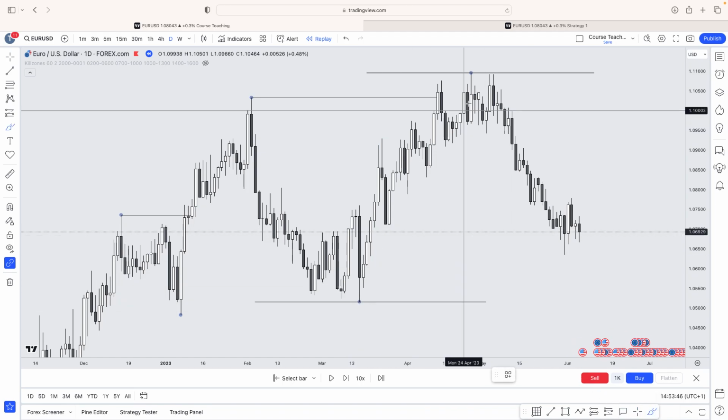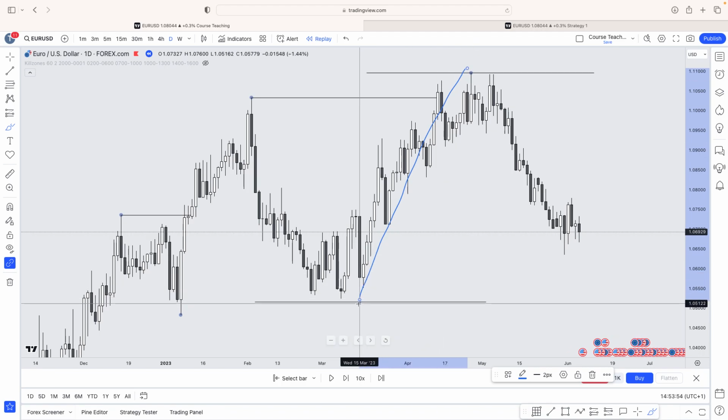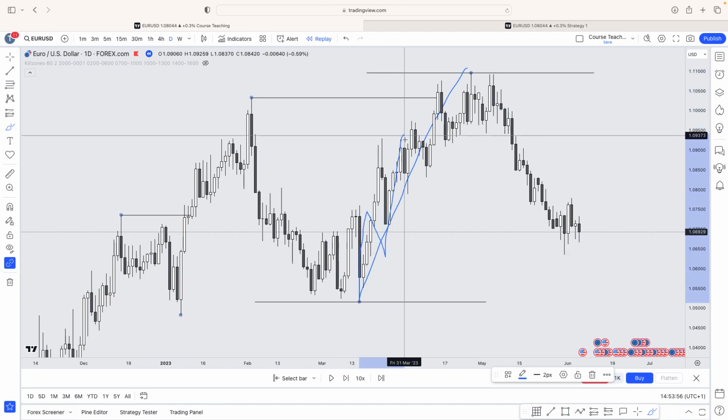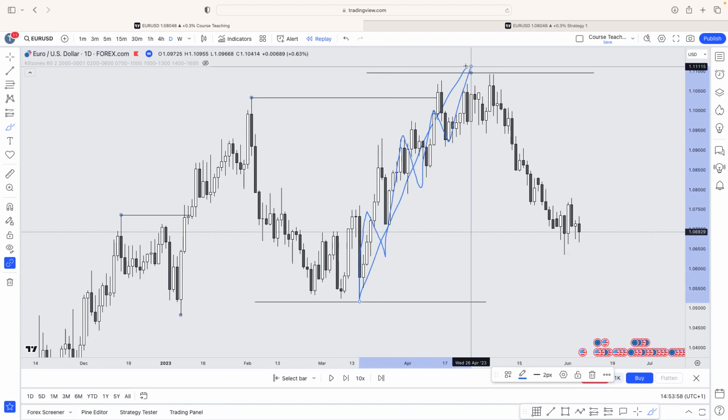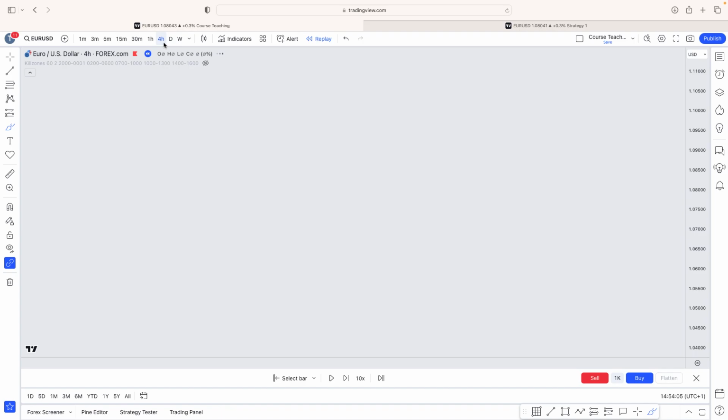Now, between these two points, from here to here, that is one daily leg. So that should be made up, if I go down to the 4-hour, of a bullish 4-hour trend up until this high point here. Okay, so let's have a look then, and let's go down to the 4-hour.